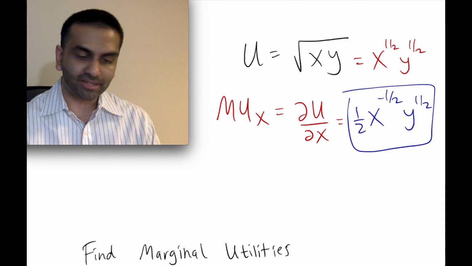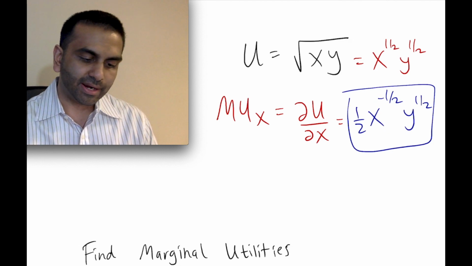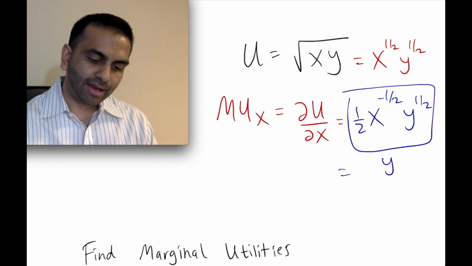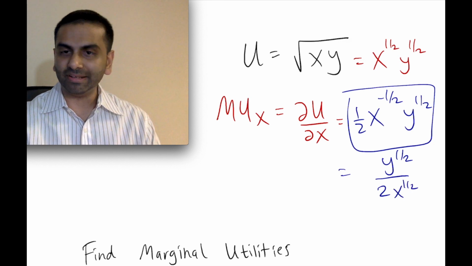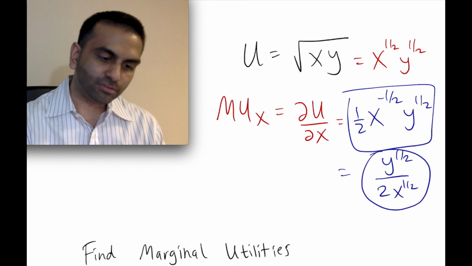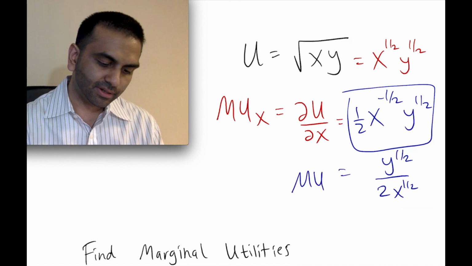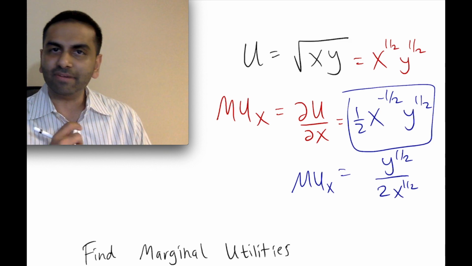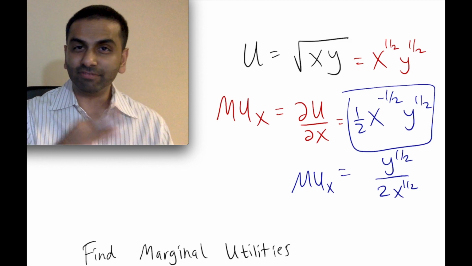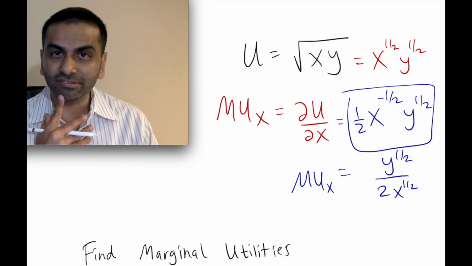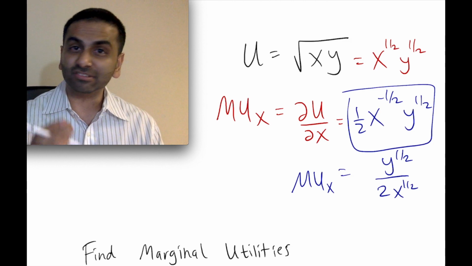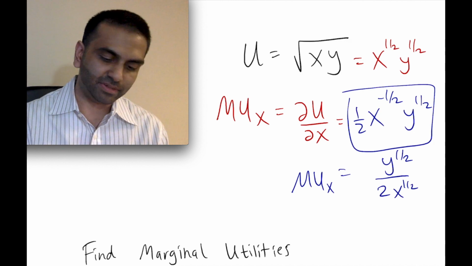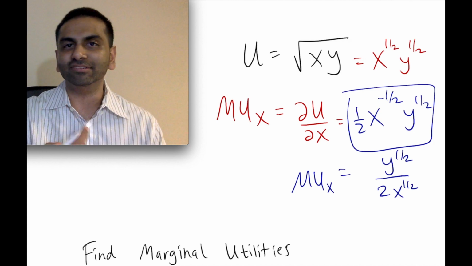And notice again here, you can rewrite this if you wanted as y to the 1/2 on top, over, and then we got this 2, and we also got x to the negative 1/2, meaning that's x to the 1/2 on the bottom, which means the more of good x you have, the less your marginal utility of x, meaning the less the extra happiness that each unit of x gives you. And this eventually will relate to a concept in economics called the demand curve, and it explains why the demand slopes down. It's because the third slice of pizza doesn't taste as good as the first slice of pizza because the marginal utility is decreasing.